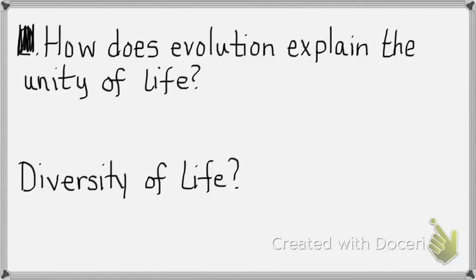How does evolution explain the unity of life? Like, how come all cells have DNA and mRNA and rRNA and tRNA and they all use the same genetic code and they all use ATP? How come? Common ancestry. Good.